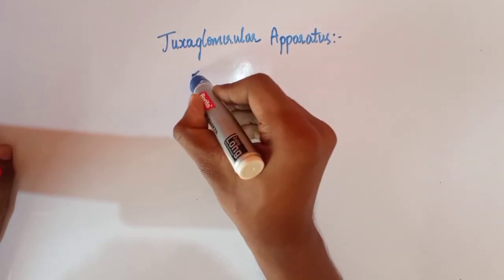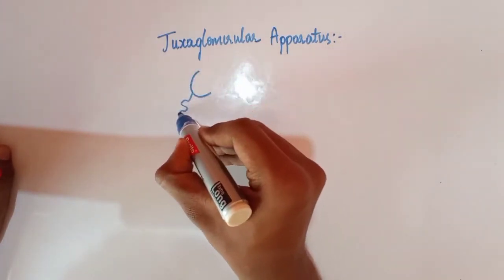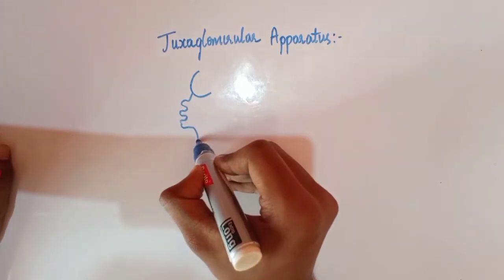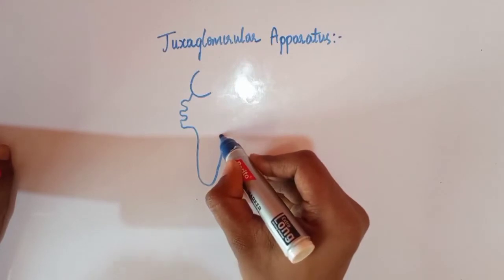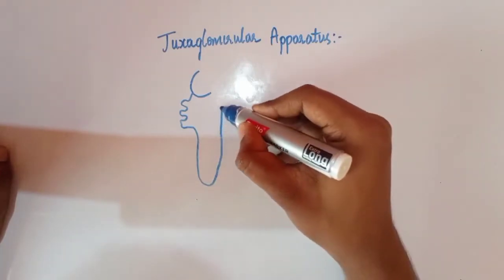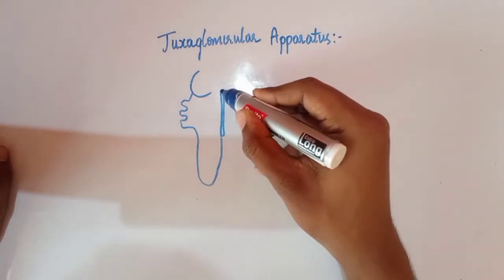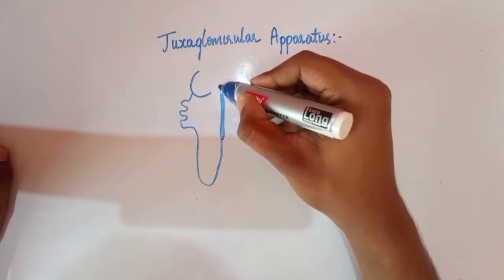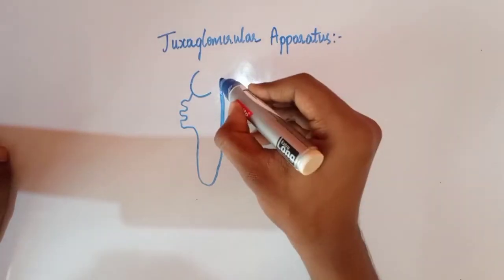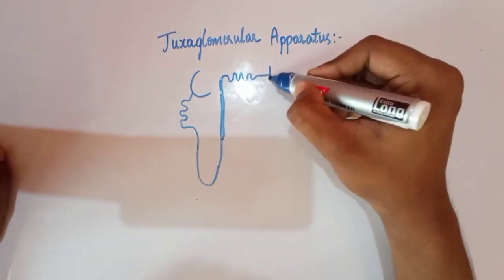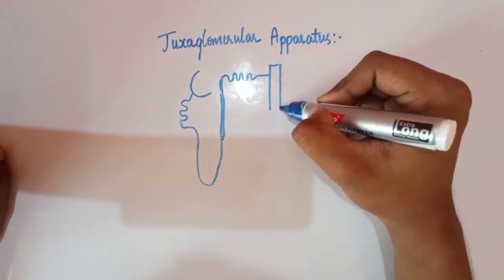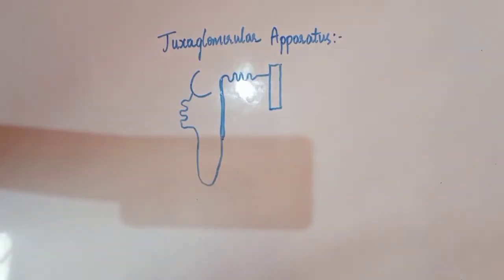This is Bowman's capsule. This is proximal convoluted tubule. This is descending limb of loop of Henle. This is thin ascending limb of loop of Henle. This is thick ascending limb of loop of Henle. And the last part is distal convoluted tubule, which ends in collecting tubule like this. So this is the diagrammatic representation.